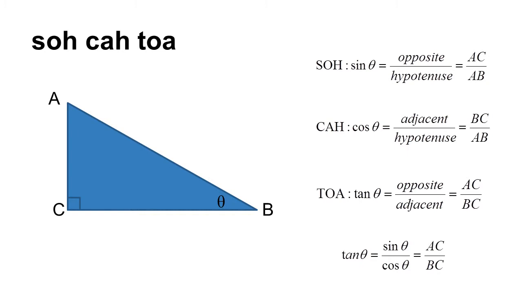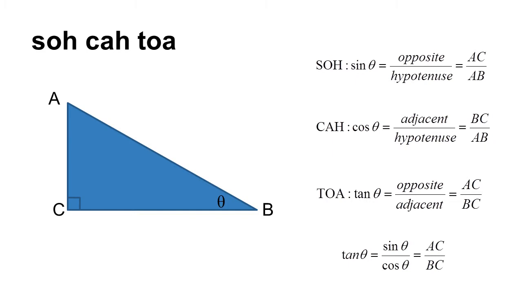The second ratio we use is cosine, and cosine is defined as adjacent over hypotenuse, so we use the abbreviation CAH. And in this case, the cosine of theta is BC over AB. And the third ratio is tangent, and tangent is defined as opposite over adjacent, hence the abbreviation TOA, and in this triangle the ratio is AC over BC.